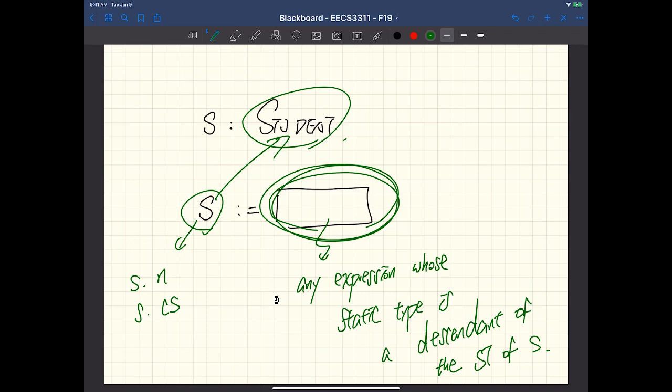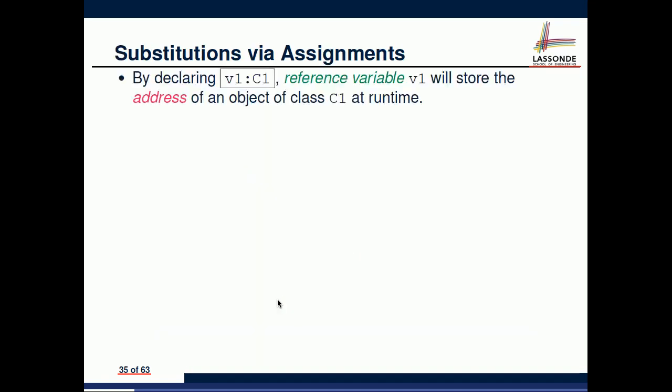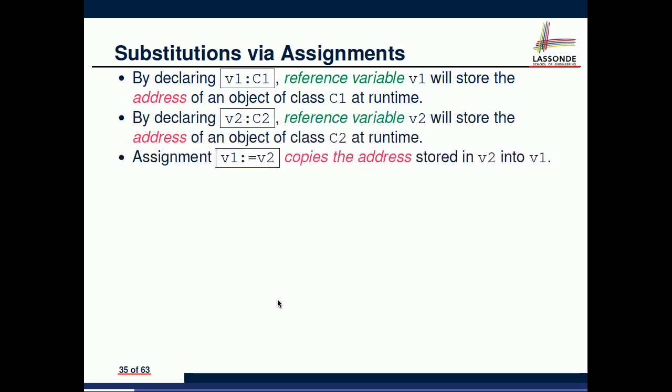That's exactly the justification I have over here. I don't need to bother you too much. Substitution: every time you have assignments, V1 is assigned to V2, you should have that kind of rule in mind. What should be the rule? You should look at the static type for V2 on the right-hand side, look at the static type for V1 on the left-hand side, and see if one is a descendant class of the other. Let me just write it down.